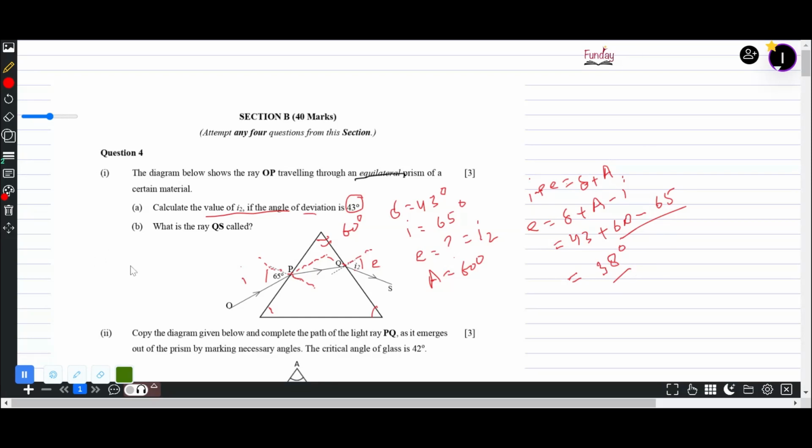So what is the ray QS called? What is the ray QS here? You guess and let me know, write in the comments. That is the emergent ray.